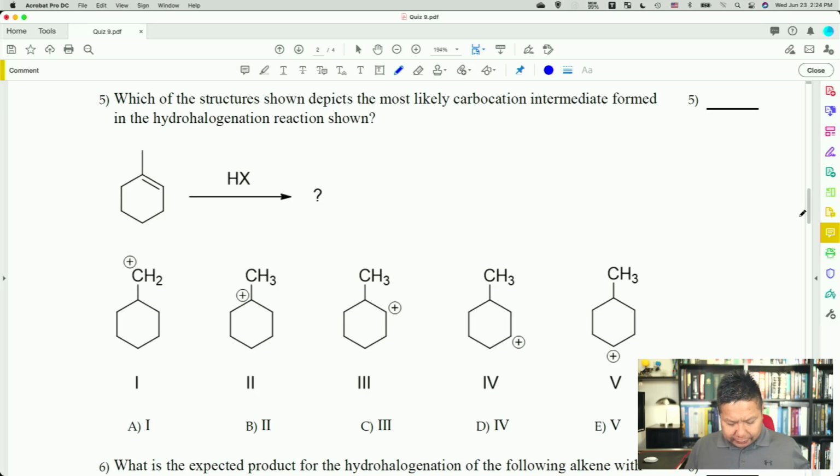Which of the following structures depicts the most likely carbocation intermediate formed in the hydrohalogenation of the reaction shown? The only one here that is a tertiary carbocation is this one here, so that's structure 2. So that's going to be it.